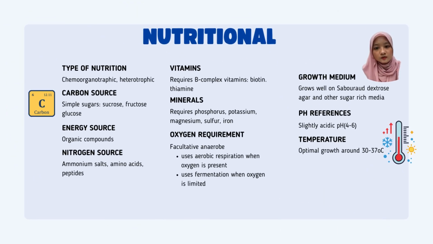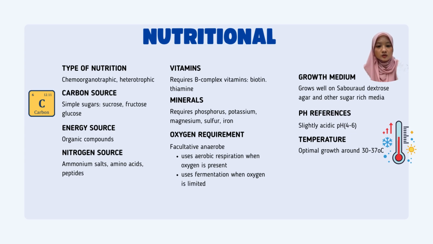Nutritionally, Saccharomyces boulardii is chemoorganotrophic and heterotrophic. The carbon source of Saccharomyces boulardii is simple sugars like sucrose, fructose, and glucose. The energy source is organic compounds, and the nitrogen source is ammonium salts, amino acids, and peptides. For vitamins, it requires B-complex vitamins like biotin and thiamine. For minerals, it requires phosphorus, potassium, magnesium, sulfur, and iron.